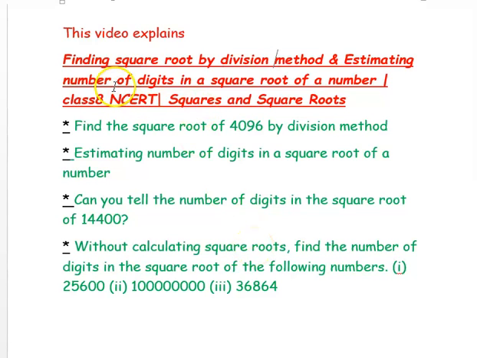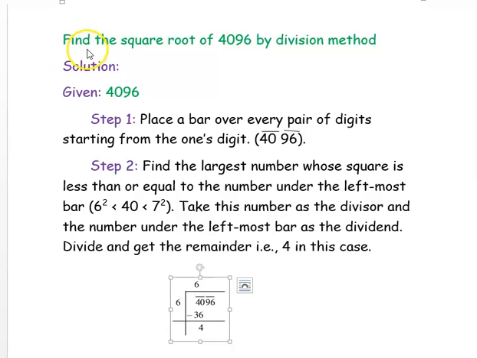In this video, we are going to see how to find the square root of a given number by using the division method, and also we are going to see a few examples on estimating the number of digits in a square root of a given number. Our first question is: find the square root of 4096 by division method. So, solution: the given number is 4096.